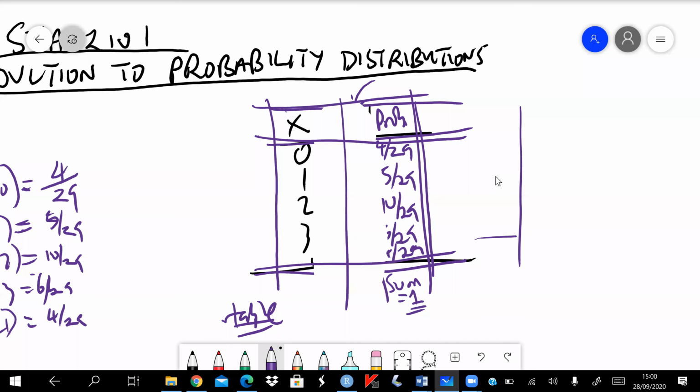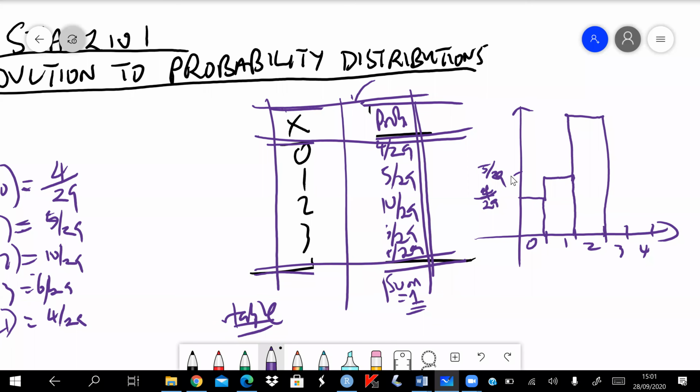So you can represent these values of X graphically. So I can center the values of X to have them like this: 1, 2, 3, 4. Then I can draw a histogram. So assume this is 4 out of 29. This is 5 out of 29, not drawn to scale. We have 10 out of 29. What was here? This was 6, yeah, 6 out of 29. And finally, we have 4 out of 29.